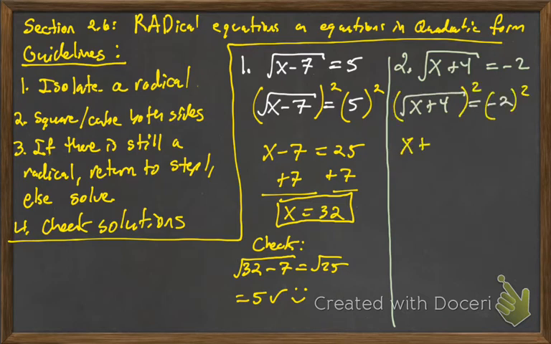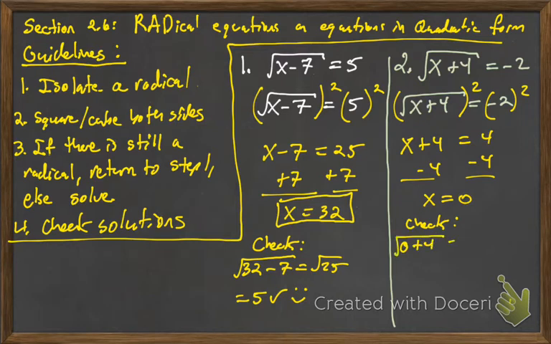We get x plus 4 is equal to 4. We'll subtract 4 from both sides, and we get x is equal to 0. And so when we check that, 0 plus 4 under the square root, that's going to be equal to 2. We won't have the plus and minus unless we're in the act of solving, like when you square root both sides of an equation. That's where you get the plus or minus.